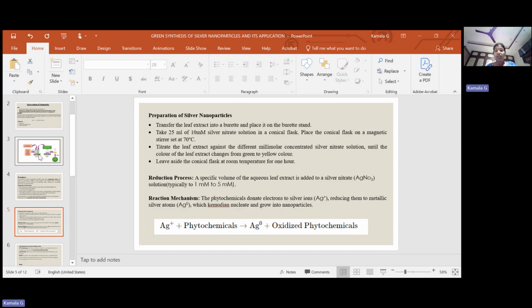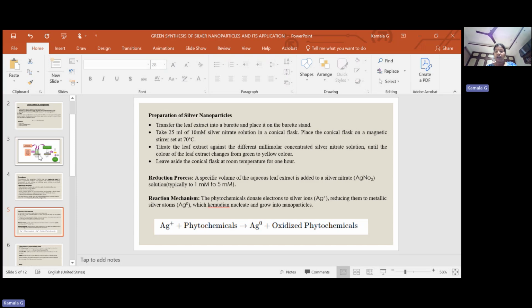Then we have to prepare different molar concentrations of silver nitrate. Here we are doing the experiment from 1 millimolar to 5 millimolar. 10 millimolar silver nitrate does not properly give nanoparticles. So take 1, 2, 3, 4 and 5 millimolar silver nitrate, different concentrations in different glasses, using a magnetic stirrer at a temperature of 70 degrees centigrade.